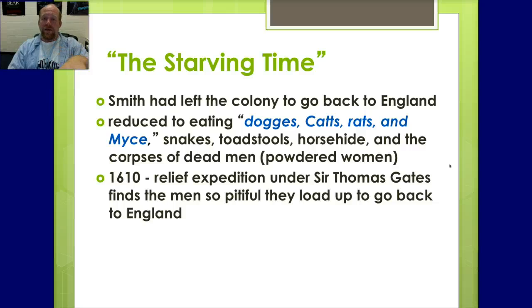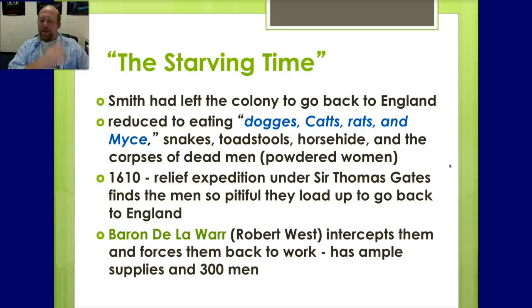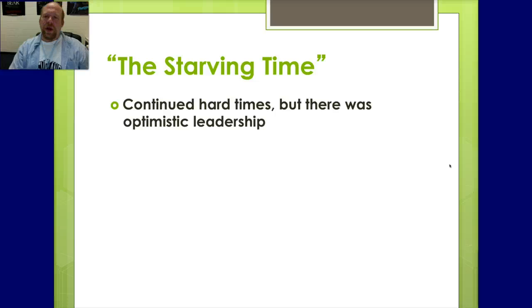Kind of like what you saw in the video. But they ran into Lord Baron Delaware. Do you see a state maybe in that name? Delaware? He intercepts them and forces them back. He had supplies, 300 men, etc., etc. So Jamestown was almost deserted, but Delaware saved that. It wasn't great, but with the new leadership of Delaware, it was a little bit more optimistic.